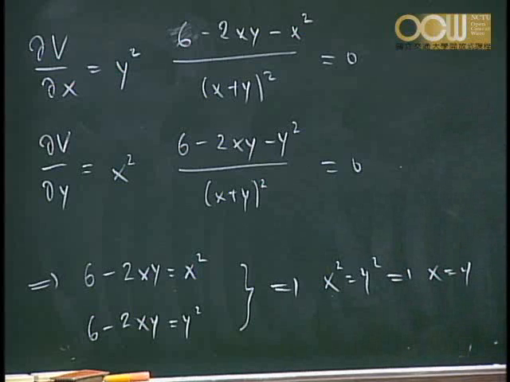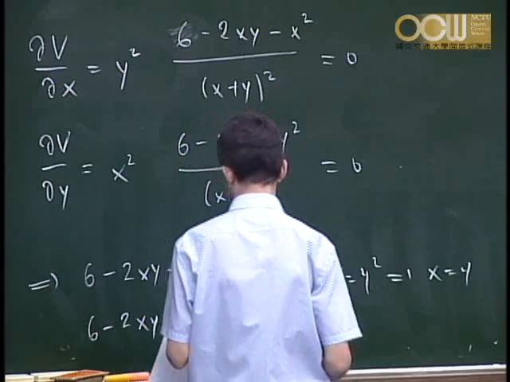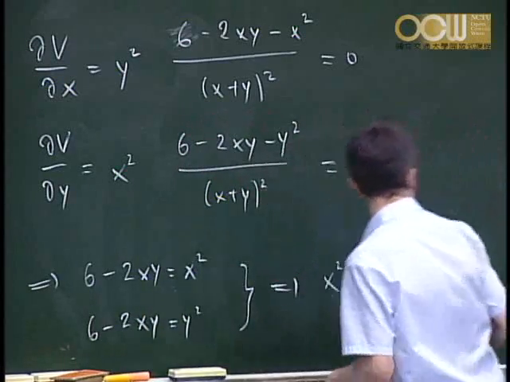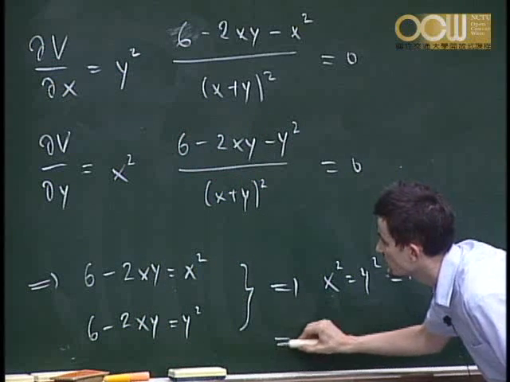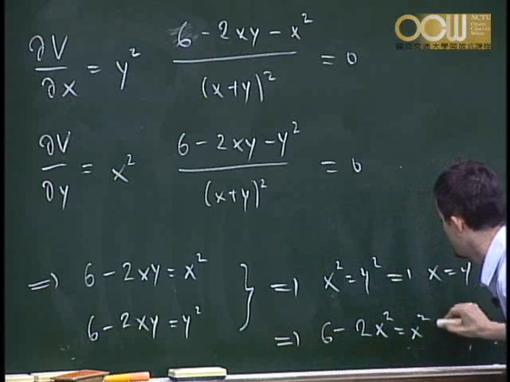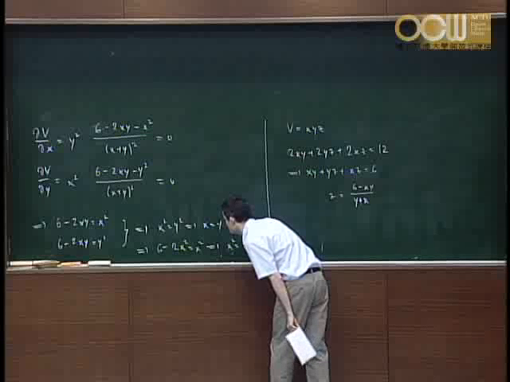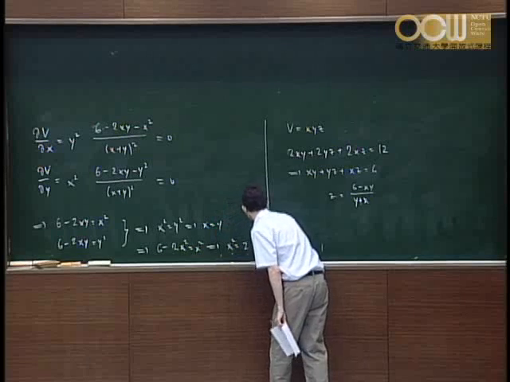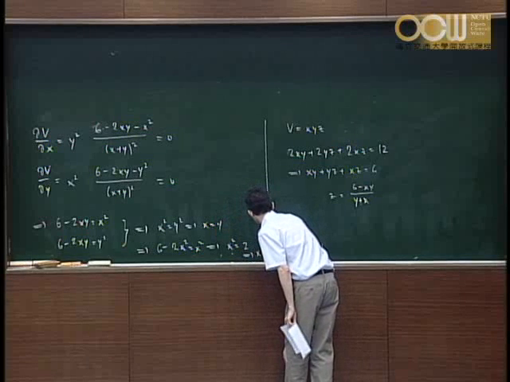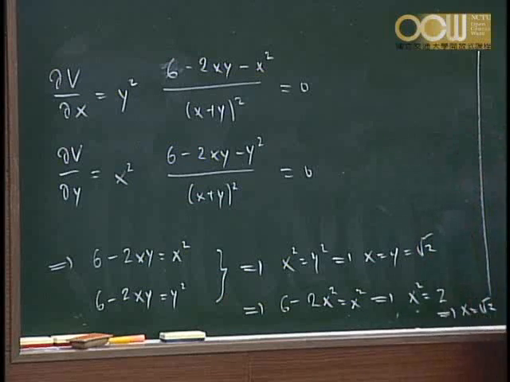Okay, now you can plug this in here. First you have to find the y or the x, it doesn't matter. So let's maybe find first the x. So we have 6 minus 2x squared is equal to x squared. So this becomes easy. x squared is equal to 2. So we see that x must be equal to the square root of 2. So from this, y is also equal to the square root of 2.